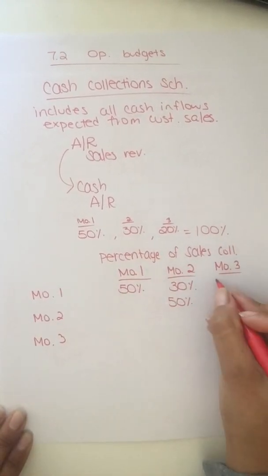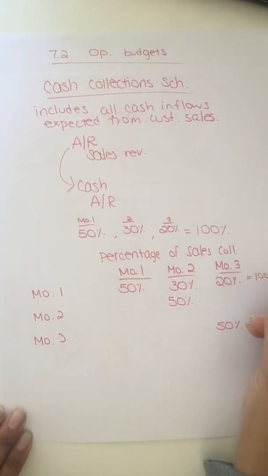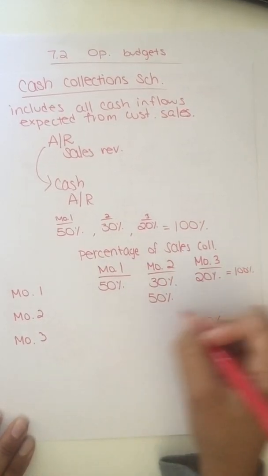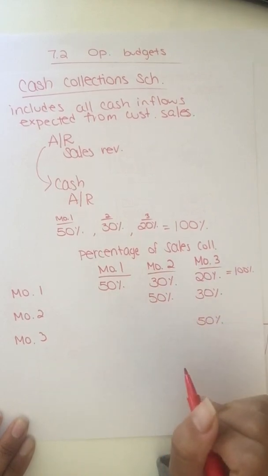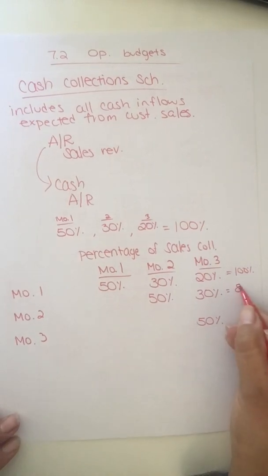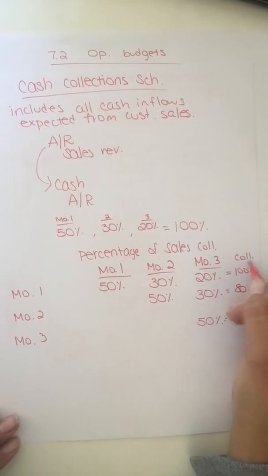You're also going to collect 20% from the first month, so now the first month is 100% collected. Month 2 sales in month 3 will be that 30%. So here we've collected 80%, and here we've only collected 50%. So this is total collected.